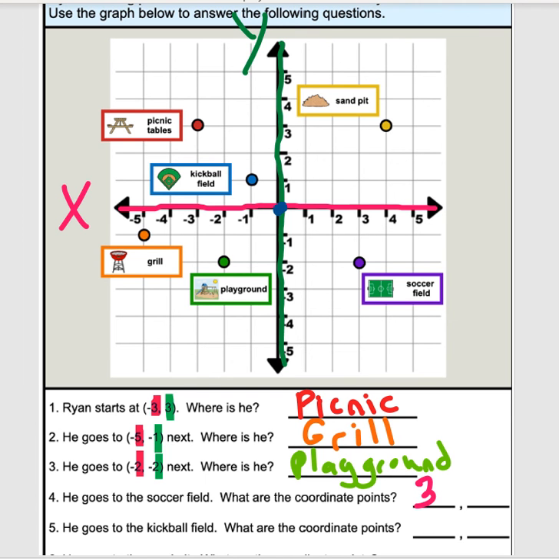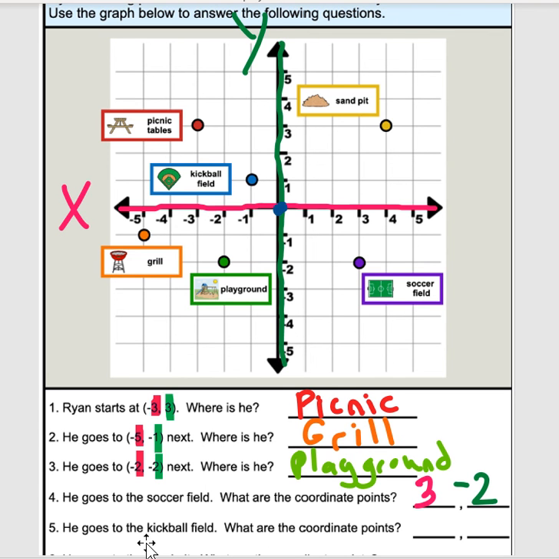Then we need to know what our y coordinate is. So we got 3. But how many do we have to go down to get to the soccer field? Let's count. 1, 2. We went down 2, and because we went down, we know it's what? It's negative. So we're going to write a -2. Make sure you put your negative and a 2. So the soccer field is at coordinates 3, -2.